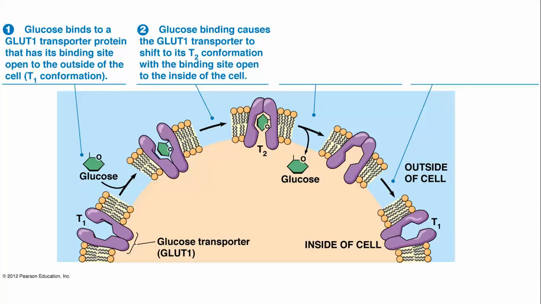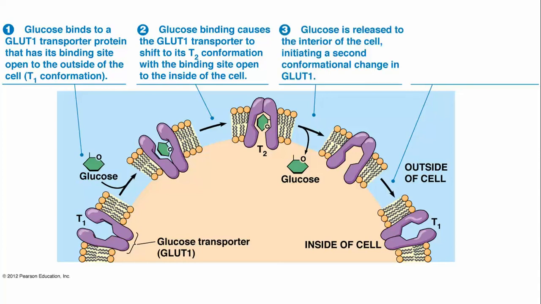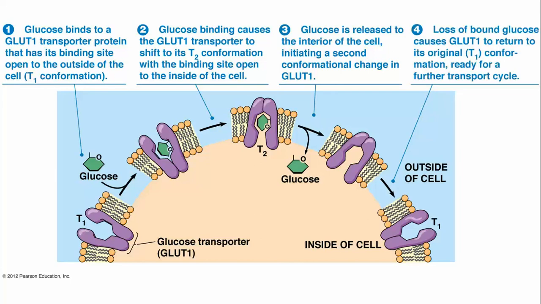The change will do two things. One, it will make the transporter open to the inside of the cell, and two, it will make it less attractive to glucose. So glucose will be only weakly bound, which means once the glucose is facing towards the inside of the cell, it'll be released by this transporter, and then that release causes the transporter to change back to its original shape. And then it's ready to bind another glucose, change shape, and allow glucose to enter the cell all over again.